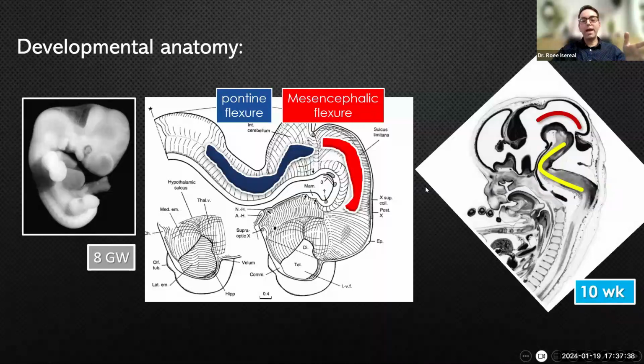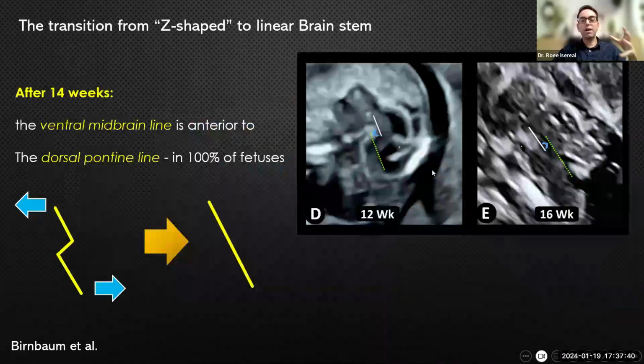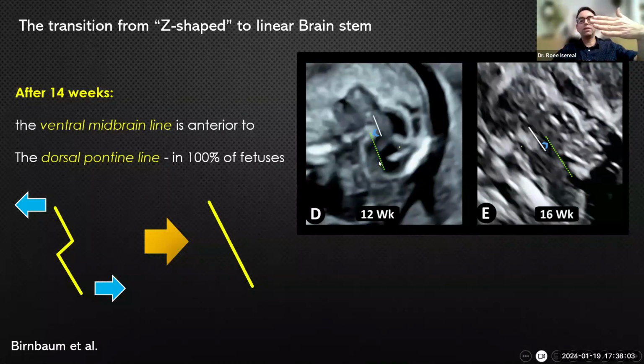Now, we aimed to investigate this phenomenon. What happens to the Z-shaped brainstem at the beginning of early second trimester? In order to do that in a mathematical approach, we drew two reference lines, one in the ventral tegmentum, and the other on the dorsal pons. We saw that before 14 weeks, and you can see here at 12 weeks, the pontine line is more anterior to the tegmentum line.